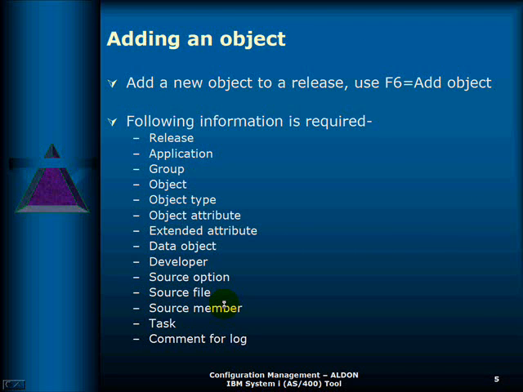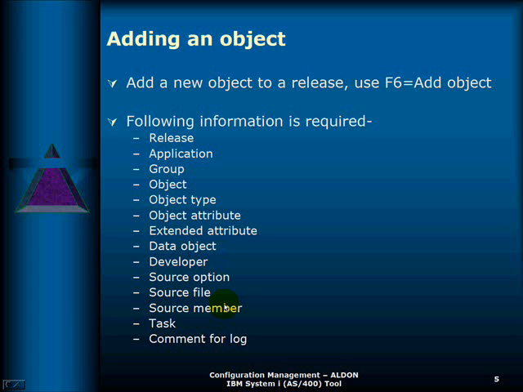Adding an object. You can take an F6 on the work with objects by release screen to add a new object to the release. Once you have added the object, it is eligible for promotion from the development environment. Aldon uses the information you enter on the adding an object panel to create database entries for the new object. The object need not exist at the time it is being added.